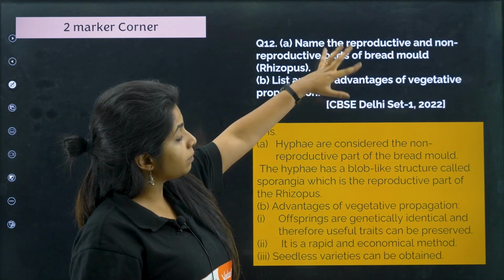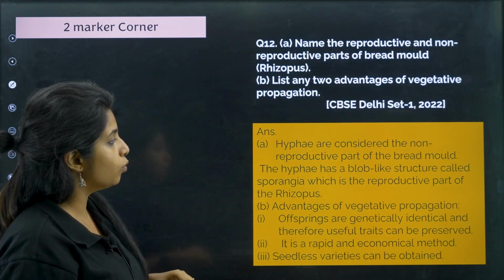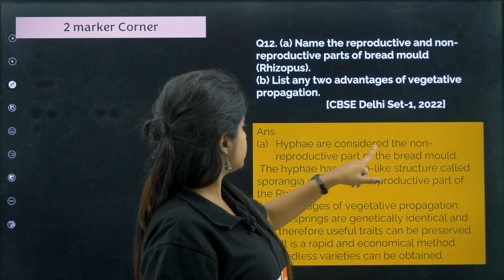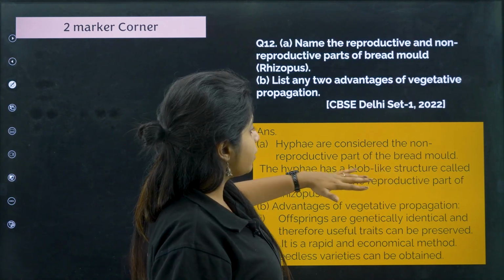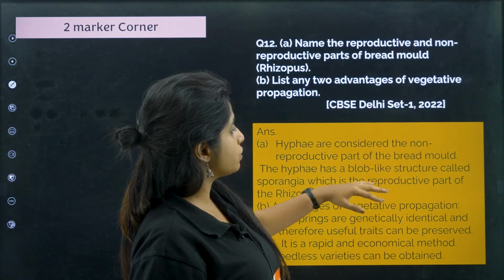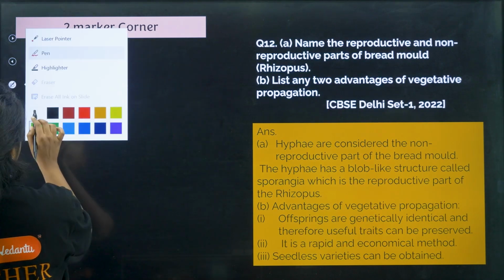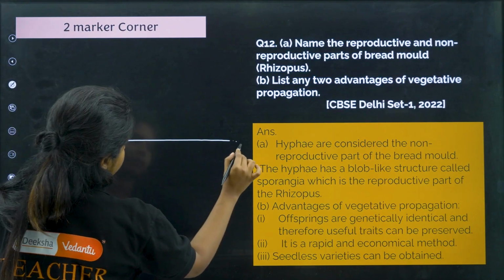Now name the reproductive and non-reproductive parts of the bread mold. So hyphae are considered to be the non-reproductive part of the bread mold. The hyphae has a blob-like structure called sporangia, which is the reproductive part of the rhizopus. So in the case of a rhizopus, it looks somewhat like this.